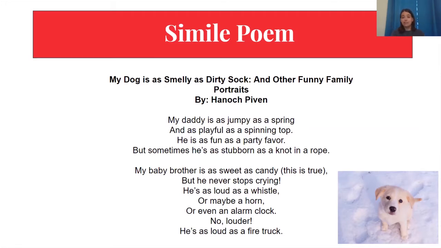So there's a lot of different similes in there, so we're just going to go through a few of them. The first says, my daddy is as jumpy as a spring. That obviously means their dad likes to jump around and has a lot of energy. If you don't know what a spring is, it looks like a coil of metal. It's usually in a bed or something like a couch. There's springs.